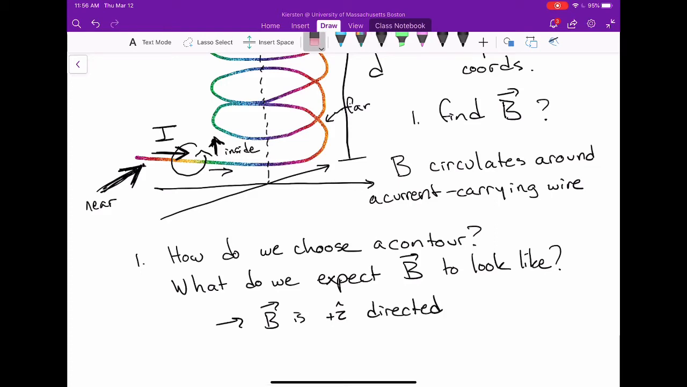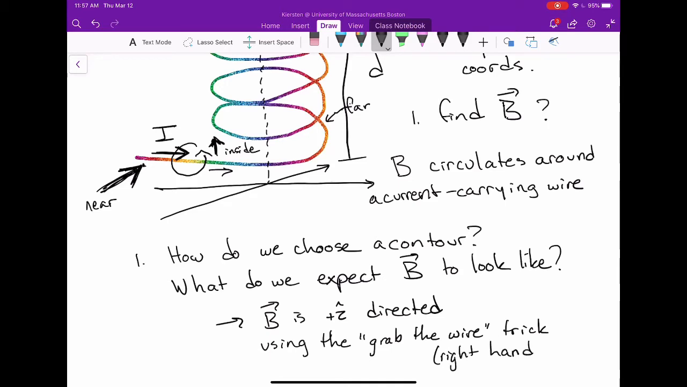And to figure that out, I just used the grab the wire trick. Don't grab the wire in real life, but imagine grabbing the wire and think about what direction your fingers are pointing. Make sure that when you're imagining yourself grabbing the wire, you're using your right hand. Otherwise, you'll get the wrong direction for the magnetic field. All right, so we got that the magnetic field is plus Z directed. We got that it is constant inside the coil.